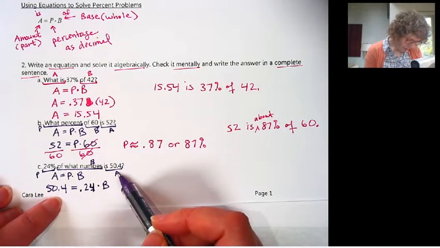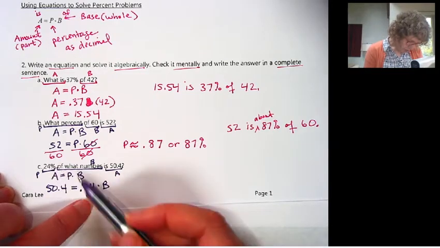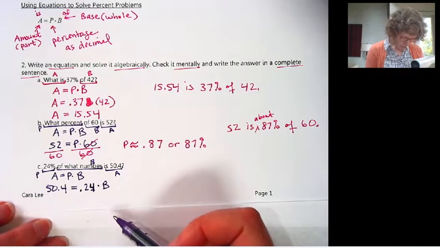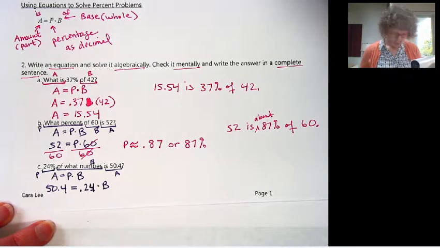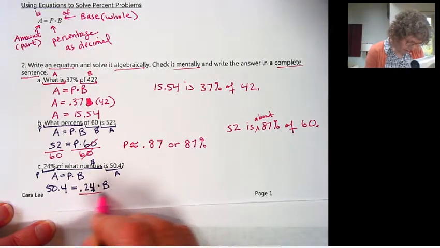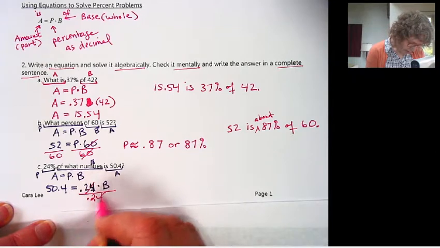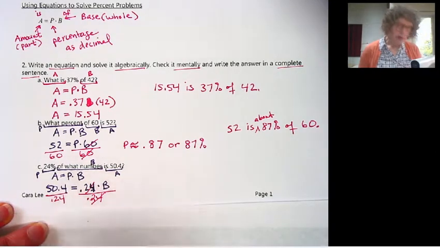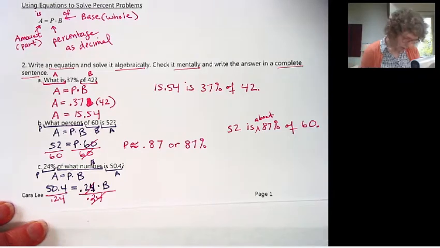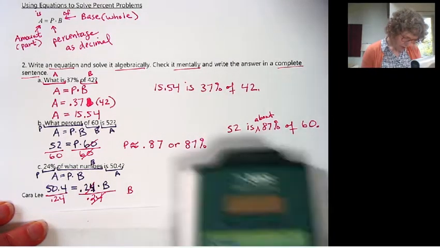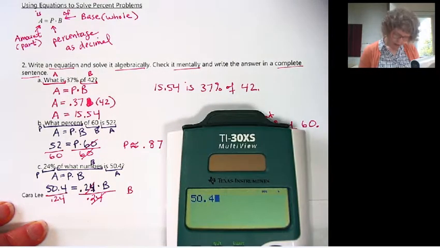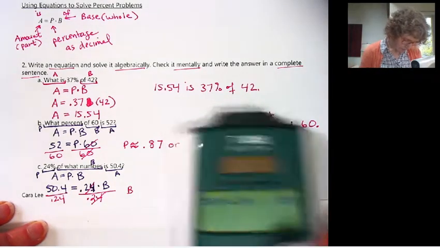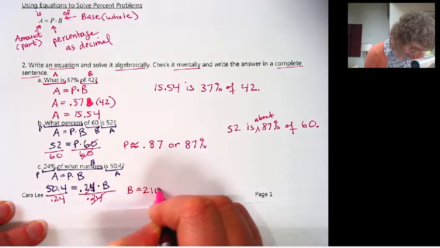Okay, so A equals PB. So 50.4 equals 0.24 times B, which we don't know. So we are solving for B this time. So we have 0.24 times B, so we need to divide by 0.24 on both sides, and that'll tell us what B equals. Might be approximately, so I'm going to wait to write that. 50.4 divided by 0.24 is 210. Came out even. So B equals 210.